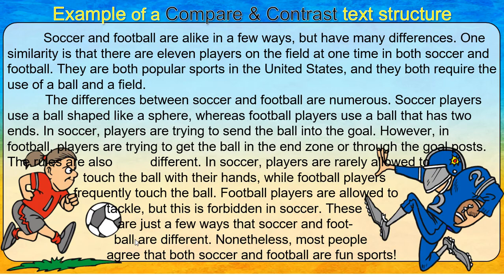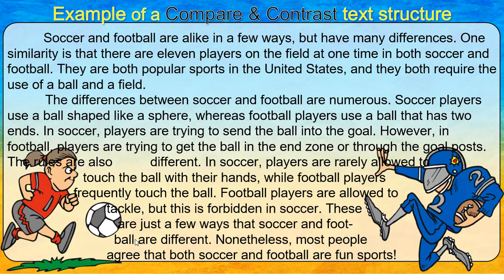So here's an example of a text structure that we could use about soccer and football. Soccer and football are alike in a few ways, but have many differences. One similarity is that there are 11 players on the field at one time in both soccer and football. They are both popular sports in the United States, and they both require the use of a ball and a field. So that just shows us how they are the same. We were able to compare them.